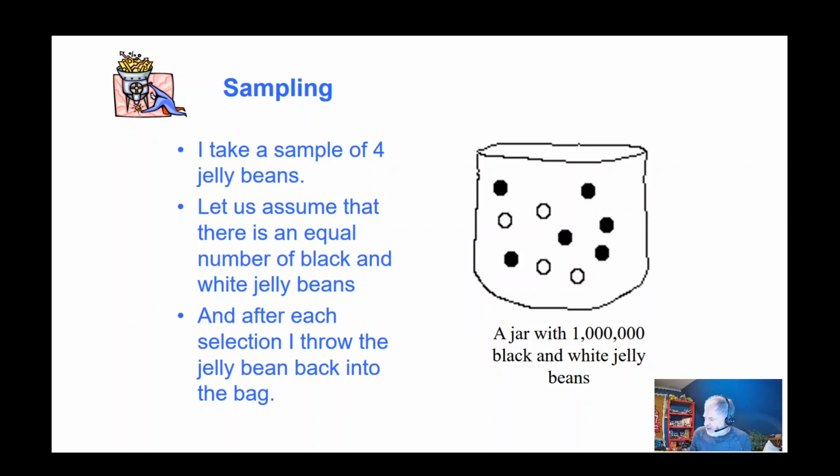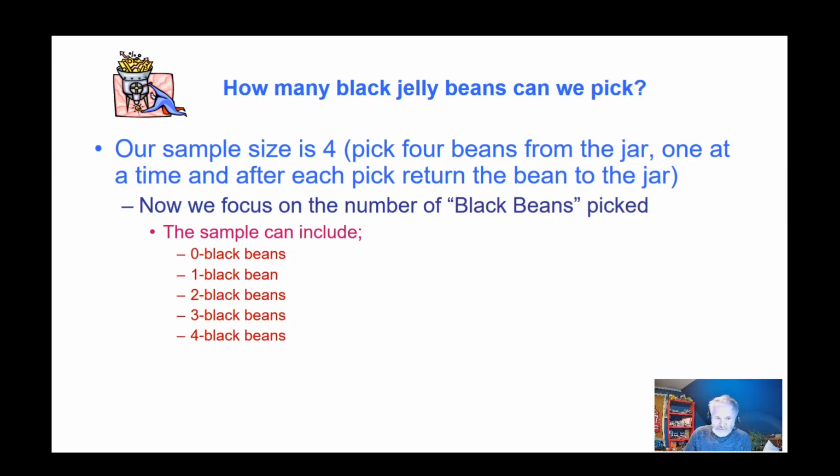Now, my outcomes. If I pick 4 jelly beans, they could all be white, no black jelly beans. I could pick 1 black, 3 white. I could pick 2 black, 2 white. I could pick 3 black, 1 white. And finally, I can pick 4 black jelly beans and 0 white jelly beans. That's for my 4 picks.